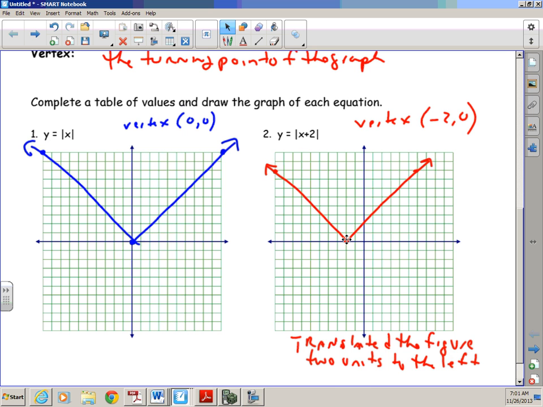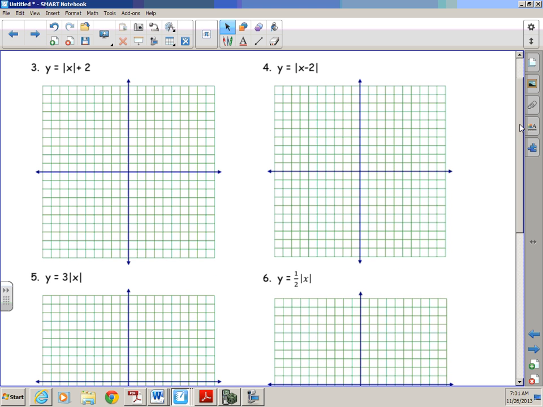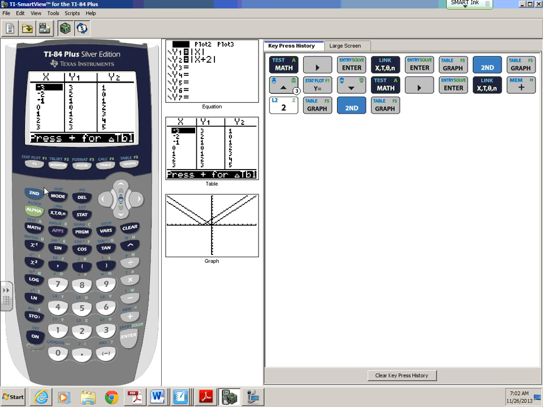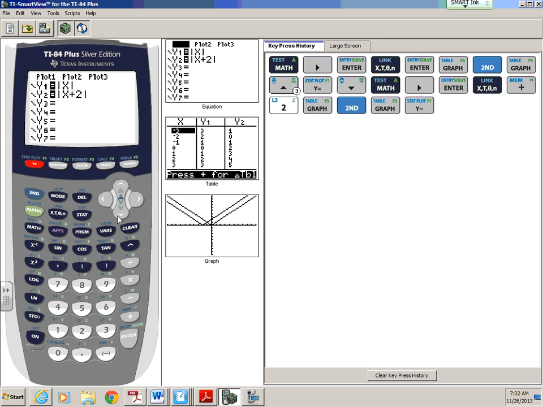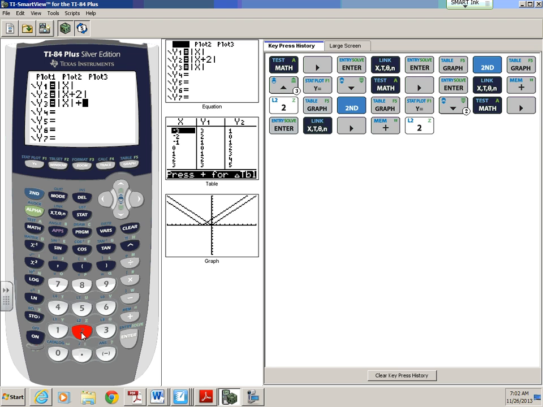Okay? Now I'm going to do one more on the calculator for you. And then the others, I'm just going to plot up the points. All right? Now I have the 2 outside the absolute value symbol. Okay? So I'm going to go back. I'm going to go y equals. I'm going to put a third one up there. I hit math. Go over to number. I hit absolute value. I'm putting x in there. Then I have to move my cursor because the +2 is on the outside.